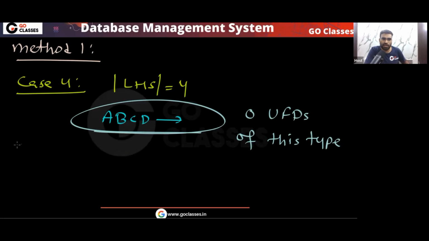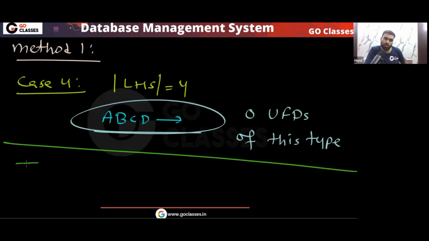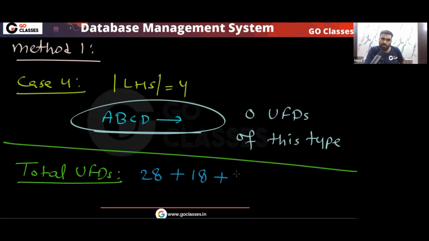So tell me, finally, what is your answer? How many total useful FDs are there? In case number 1, 28. In case number 2, 18. Case number 3, there were 4. So what is the total here? The total will be 50. Is this clear? So this is your method number 1.